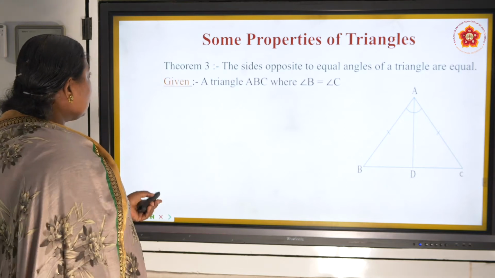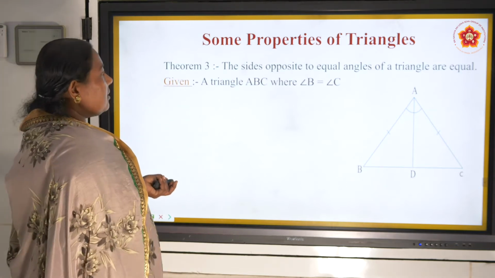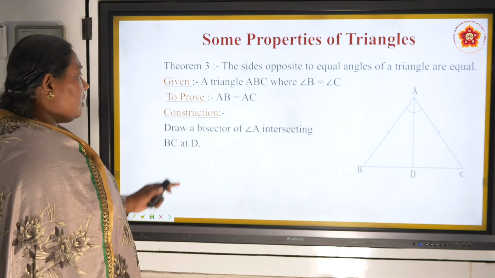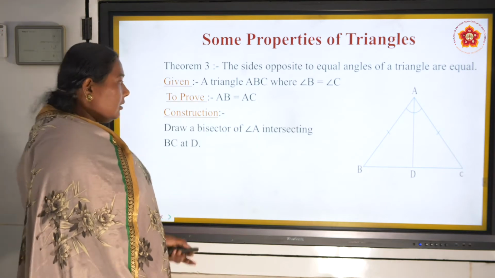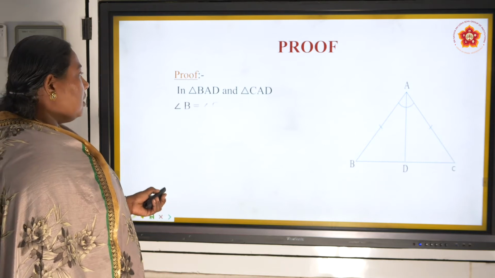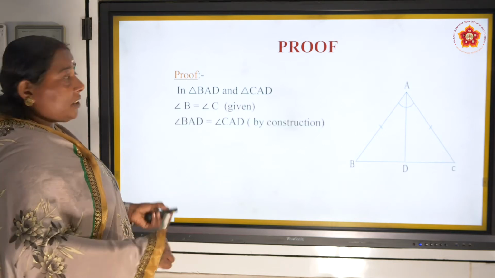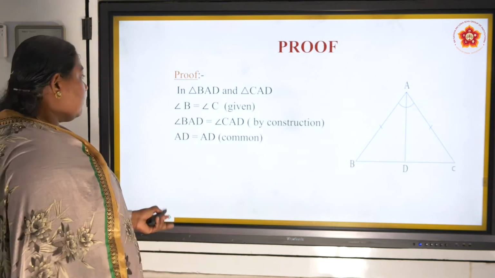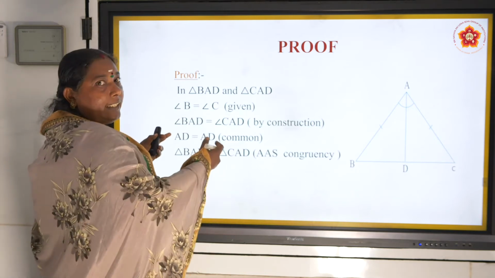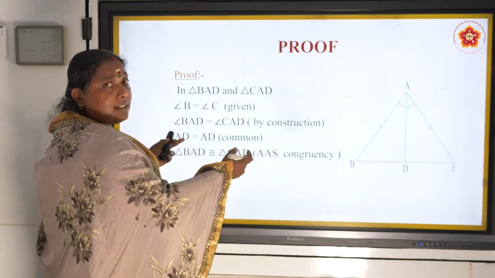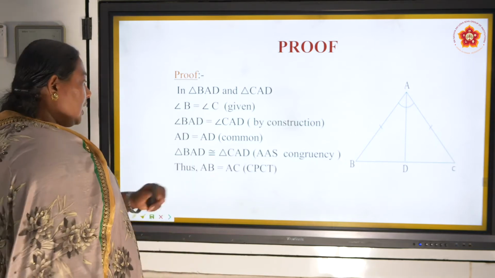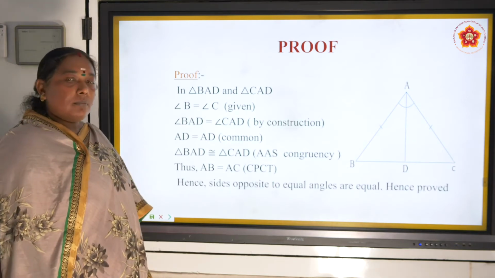Let us see. Given triangle ABC, angle B is equal to angle C, we have to prove AB is equal to AC. So I am going to do a construction: draw a bisector in the angle, intersecting BC. In my proof, what I am going to prove, what is given, what I constructed, and what I have already. So next, because of angle-side-angle congruency, I am proving that two triangles are congruent. Now my helper will come and he will tell that both the sides are equal. Thus I proved my theorem.